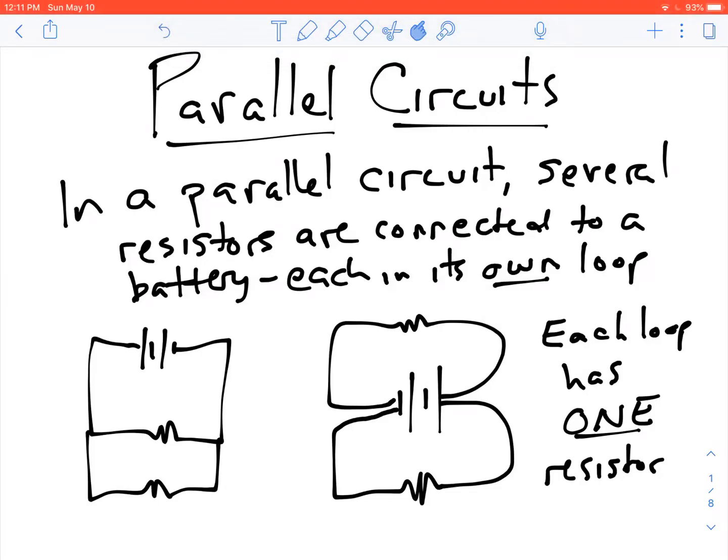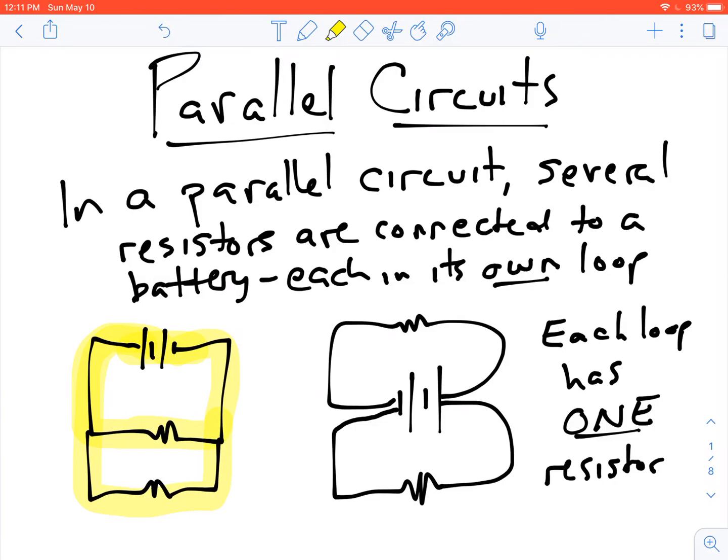Today, we're going to talk about parallel circuits. In a parallel circuit, you have several resistors that are each connected to a battery, each in its own separate loop. As you see here down on the bottom, we have a battery, and then we have one loop here with a resistor, and then we have a separate loop that goes around like this with another resistor on it.